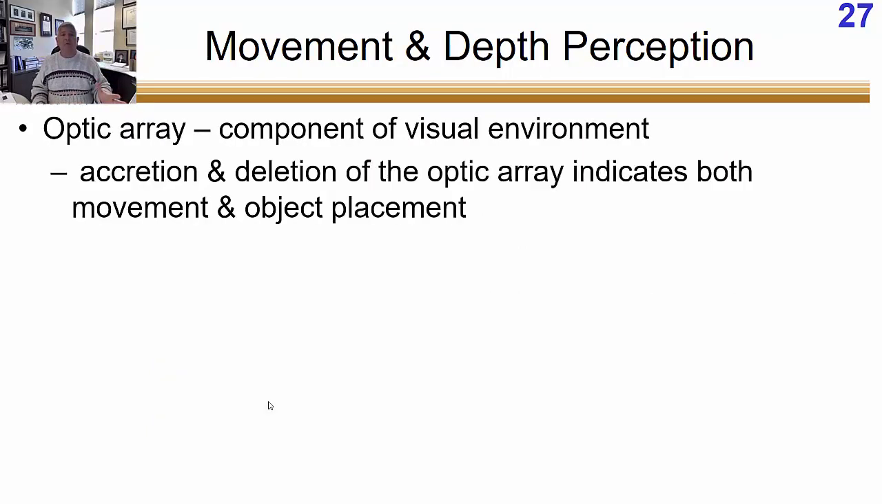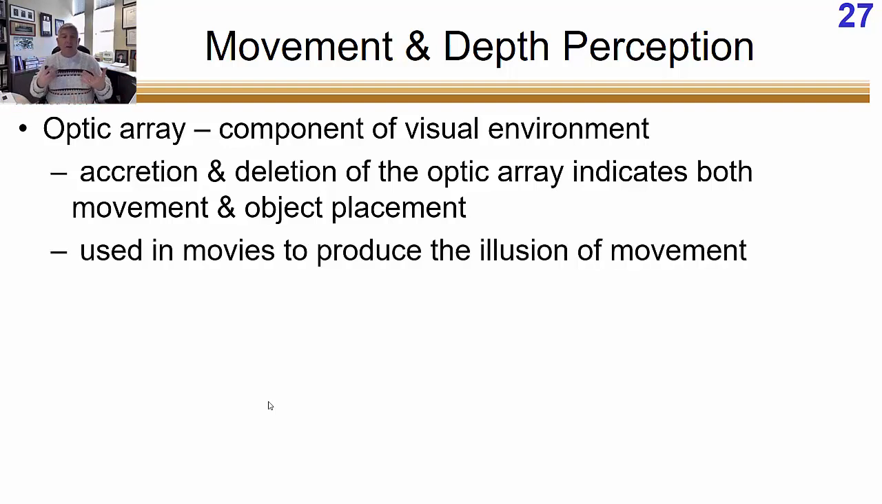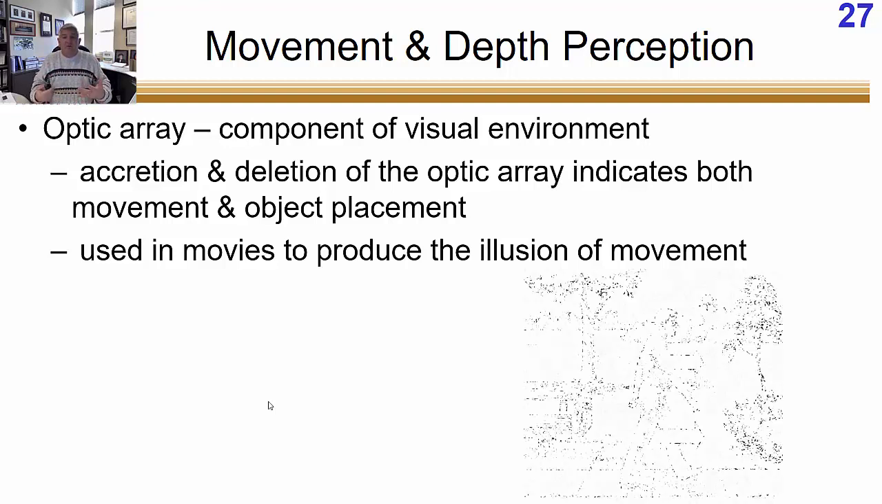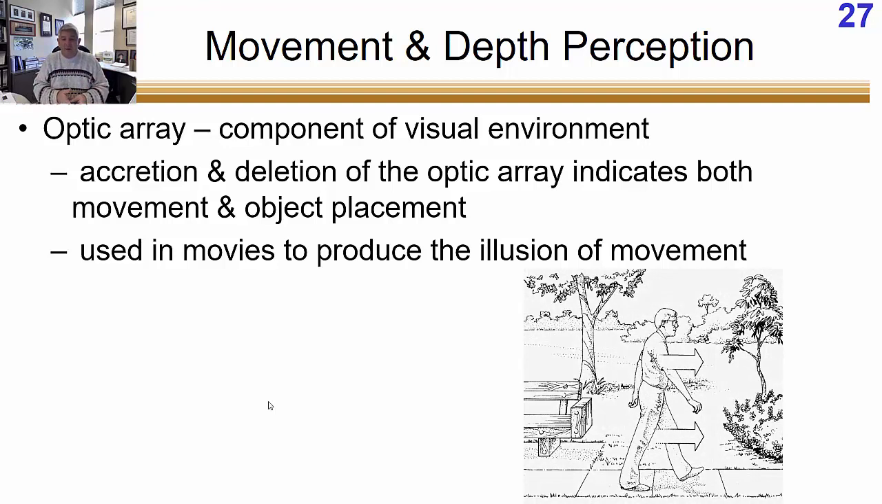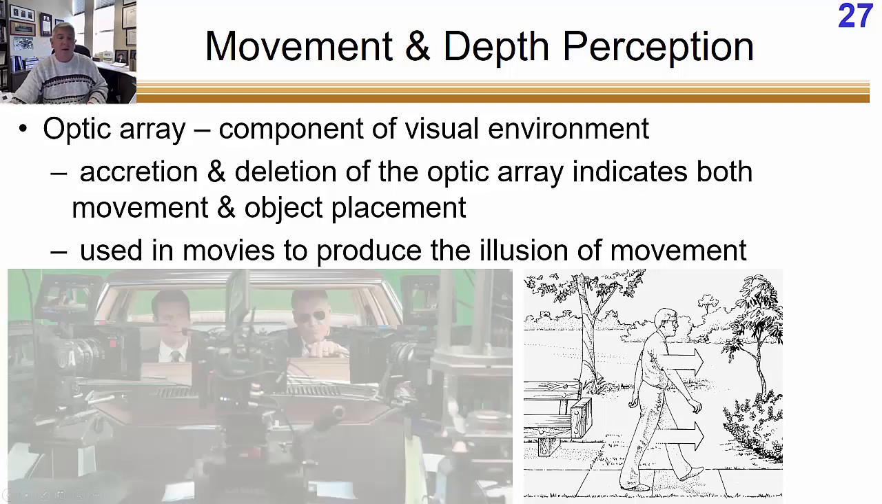So we talked about optic array. When we talked about accretion and deletion, the optic array indicates movement and depth of objects, if something's in front of or behind an object. It can also be used in movies to produce the illusion of movement. So as this man is walking down the sidewalk, his body is deleting parts of the scene behind him and accreting or creating parts as he moves through there.